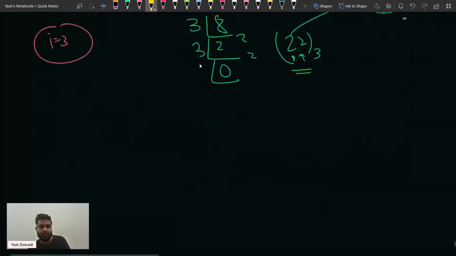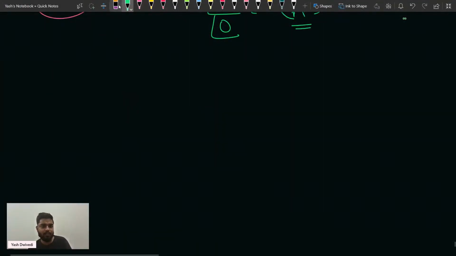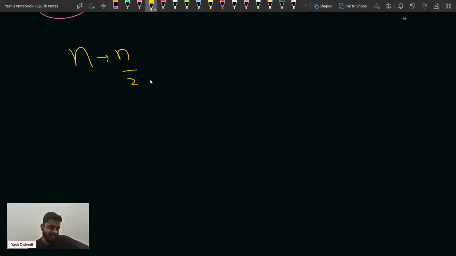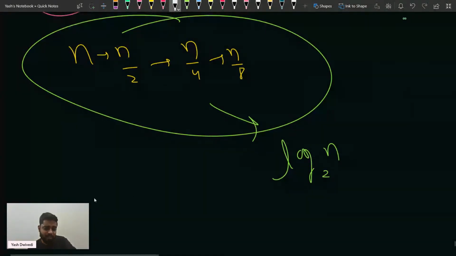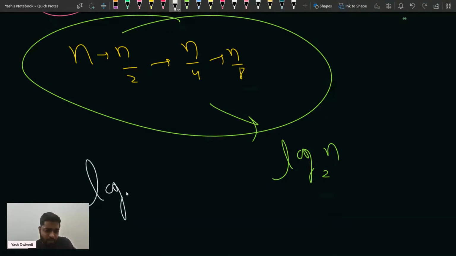Understand, when you do binary search, you have n search space, then n by 2, it reduces to n by 4, n by 8, right? When you do binary search, you remember that you mark the complexity as logarithmic of n to the base 2, correct? So because whenever you're dividing by I, you can say log n to the base I.